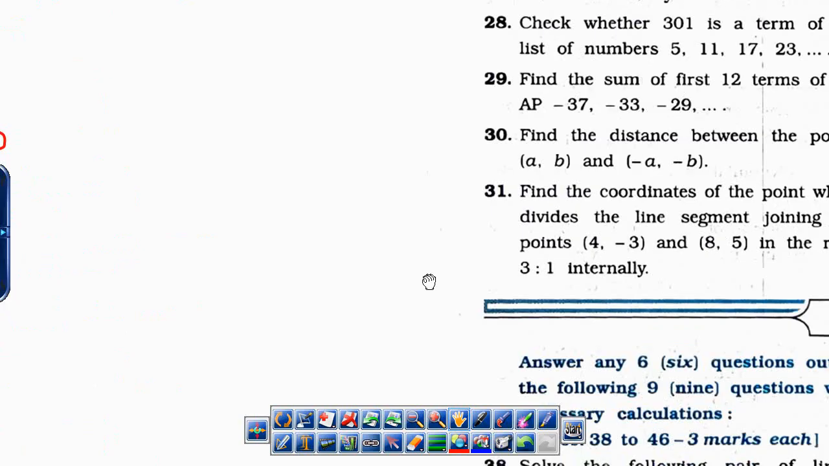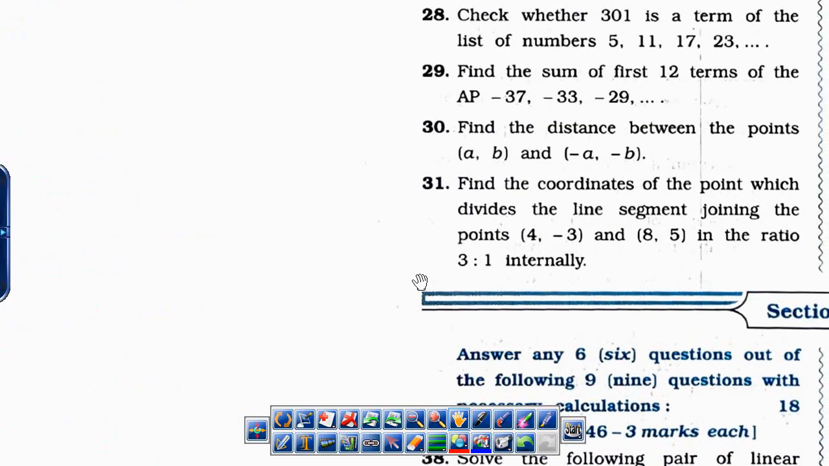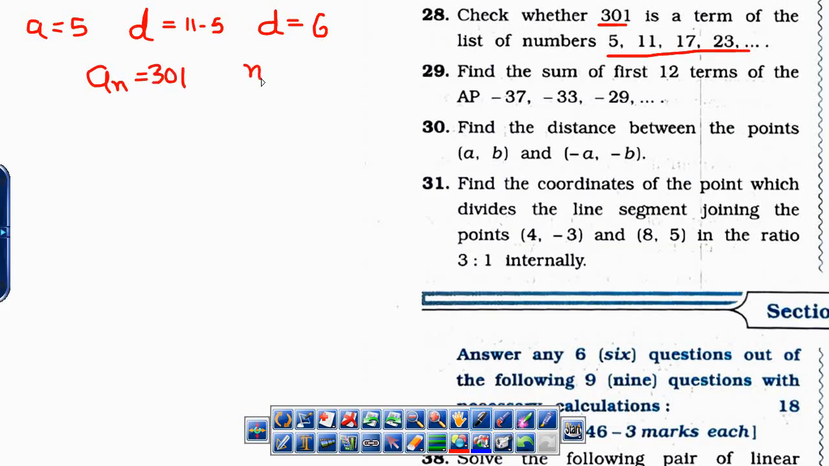Sum number 28. Check whether 301 is the term of the list of these numbers. The arithmetic progression है. You can see in the AP that the first term A is 5. D, common difference, is 11 minus 5, मतलब D is equal to 6. And 301 is AP का member है कि नहीं? AN is 301. Our indirect task is to find N by using the AN formula.